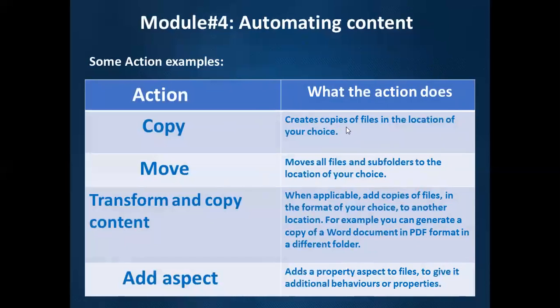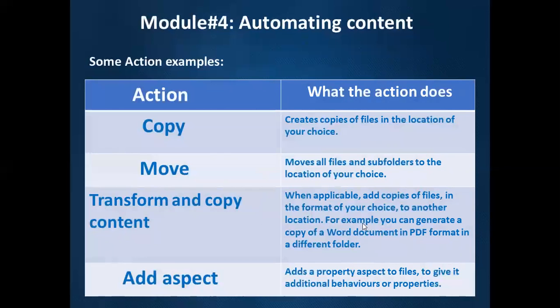Copy: create copies of files in the location of your choice. Move: move the files and subfolders to the location of your choice. Transform and copy content: when applicable, add copies of files in the format of your choice to another location. For example, you can generate a copy of a Word document in PDF format in a different folder. We will see this example exactly, how we can transform and copy content using rule actions.